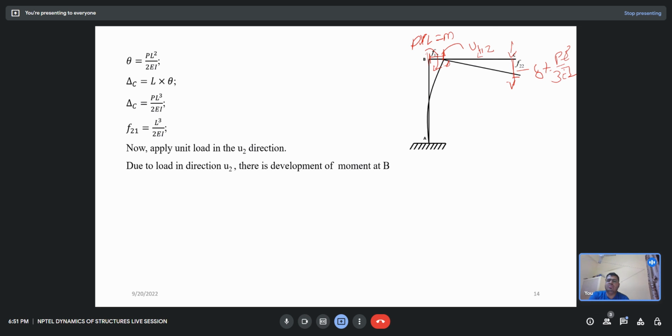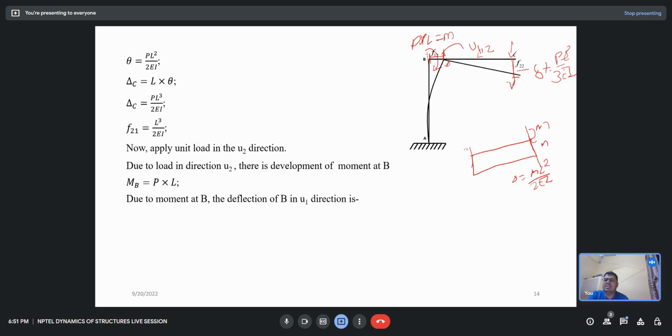Due to unit load U2, there is a development of the moment at B. If I have a moment M in the cantilever at B, that is my bending moment diagram. The displacement delta becomes ML square by 2EI. That moment is PL. So due to the moment at B, the deflection of B in the U1 direction is M L square over 2EI. M is P into L, and P is 1. So F12 is L cube over 2EI.